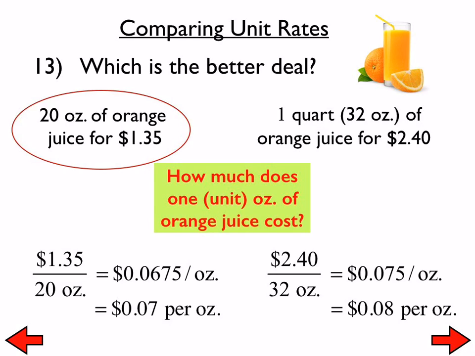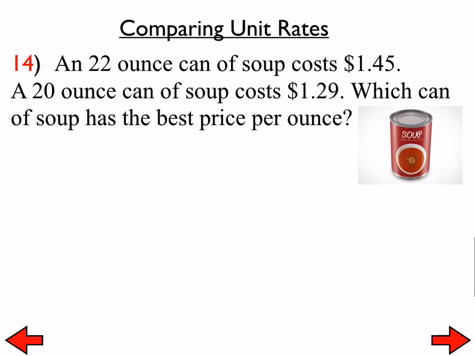Okay? All right, so now you are going to do number 14. And number 14, I'm leaving this up here because I know people are copying stuff down. Number 14 states that, I don't know why it says an 22 ounce, it should say a 22 ounce can of soup costs $1.45. A 20 ounce can of soup costs $1.29. Which can of soup has the best price per ounce? Go ahead and figure that out, and then we'll compare with our shoulder partners.